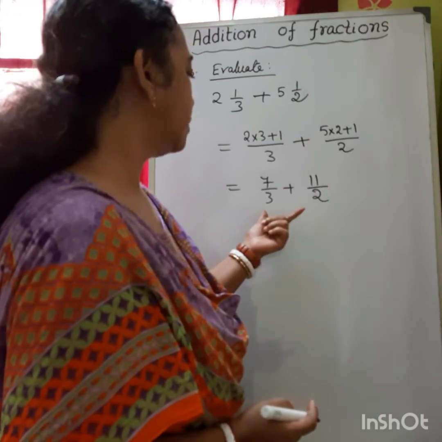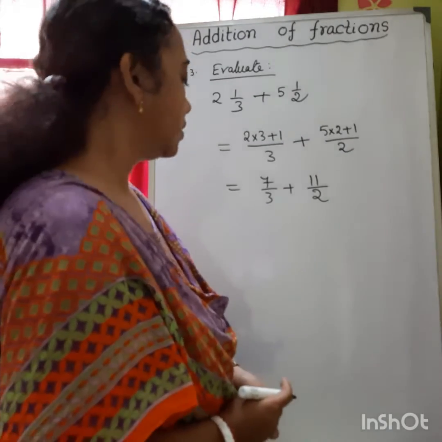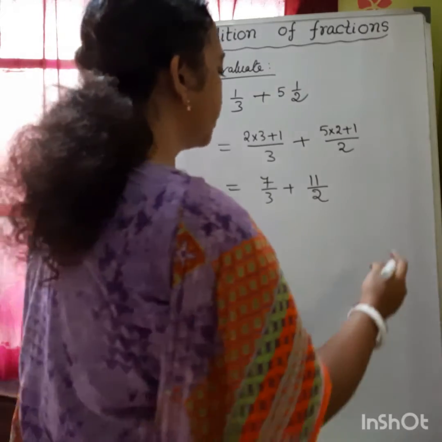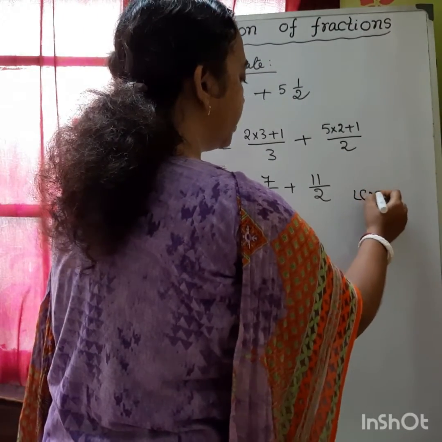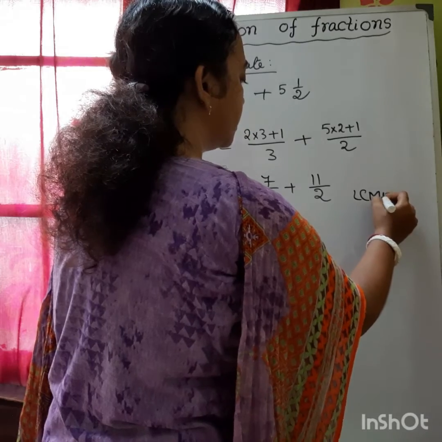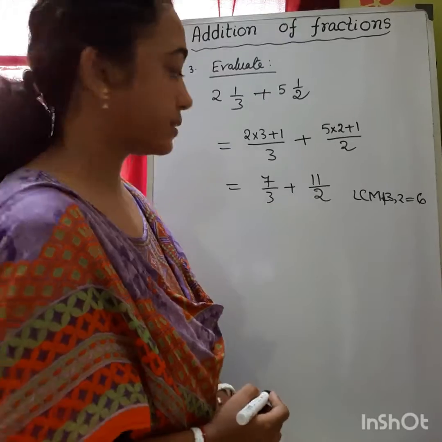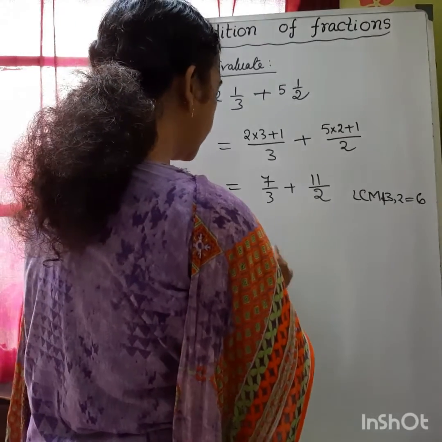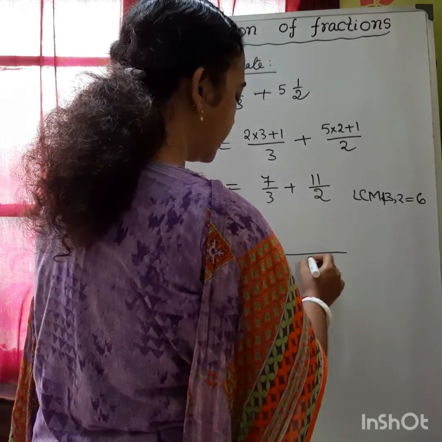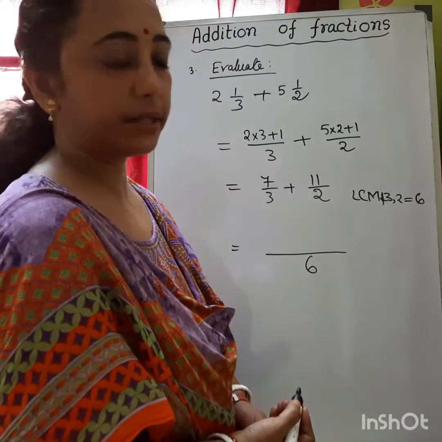Now this is again, both are unlike fractions. So their denominators are different. So first we find the LCM of the denominators, that is LCM of 3 and 2, which will give 6 because 3 2s are 6. So now we write the LCM, that is 6, as the denominator.